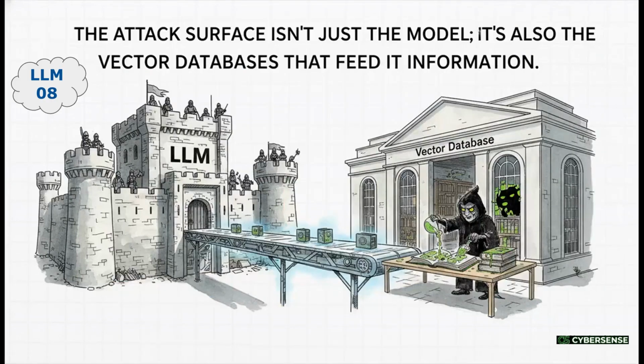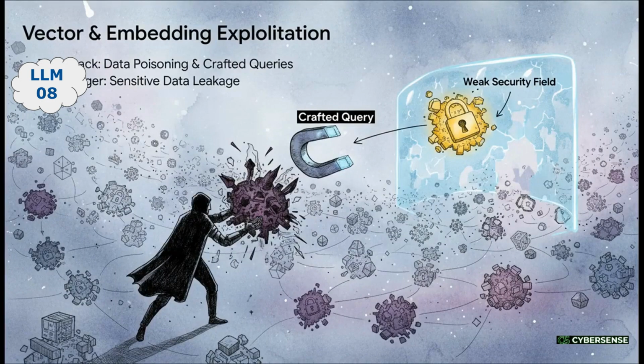Coming in at number 8, we have vector and embedding weaknesses. Now this one gets a little more into the architecture of modern AI apps. See, the attack surface isn't just the LLM itself, it's also the special databases that feed it information, what we call vector databases. These are crucial for things like RAG, or Retrieval Augmented Generation, which is just a fancy way of saying the LLM can look up information before it answers. The easiest way to think about it is like this. A vector database is basically a private Google for your company's internal documents.